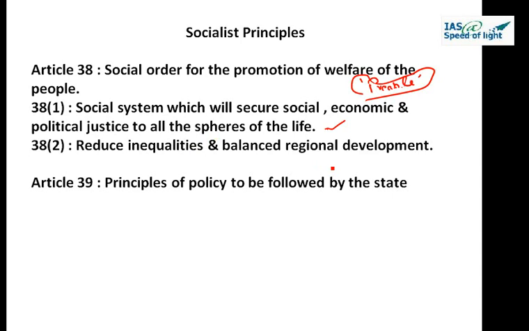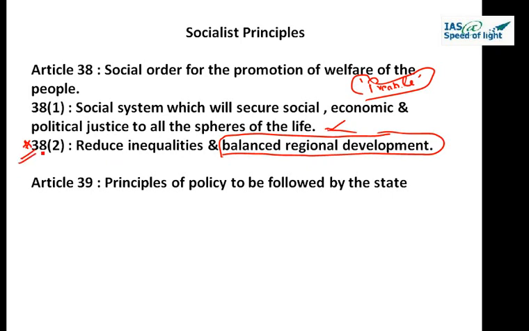So social, economic and political justice to all spheres of life. Second, if we read, and it is an interesting article, the state shall in particular strive to minimize the inequalities in income, and endeavor to eliminate inequalities in status, facilities and opportunities, not only amongst individuals. Now this is the important point, not only amongst individuals but also amongst groups of people residing in different areas or engaged in different vocations. So here they are talking about balanced regional development as well. So if it is asked which article has given balanced regional development under directive principles of state policy, it is 38 part 2.